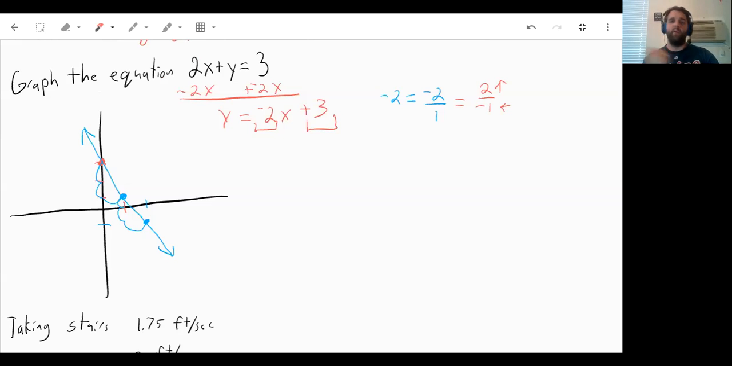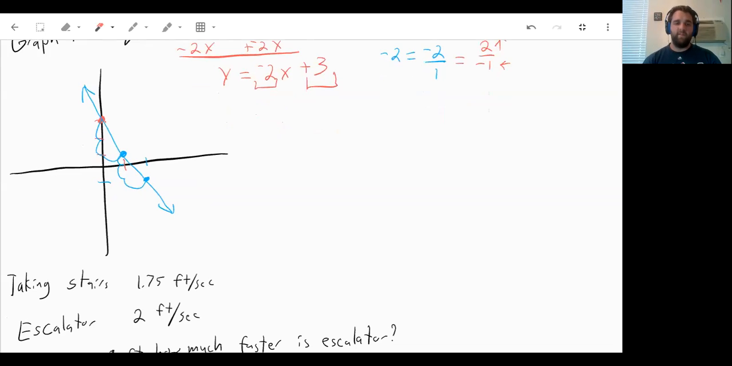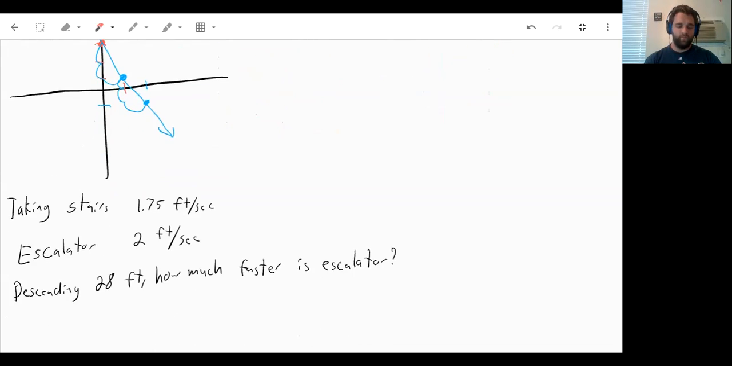But my main thing is I like going to the right, because then I don't get confused about the negatives as much. So do whatever's easiest for you. That's just what I generally do.